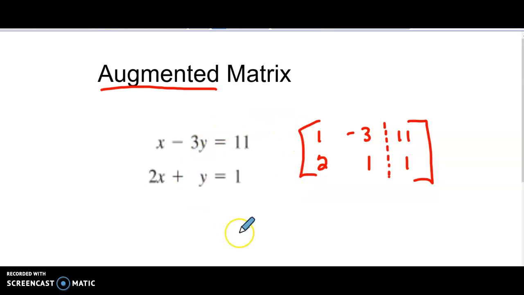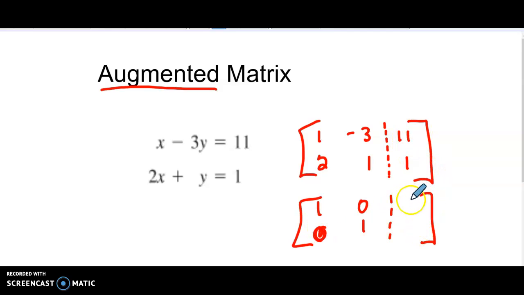Okay, so I'm taking the x and y out of it. All right, and this is my augmented matrix. This is meant to be 1x minus 3y equals 11, 2x plus 1y equals 1. Our goal, guys, is to get the augmented matrix to look like this. I don't know what the answer to this is, so I'm just going to put two bogus numbers. Let's say 5, 6. Think about the reason why we might want our matrix to look this way.